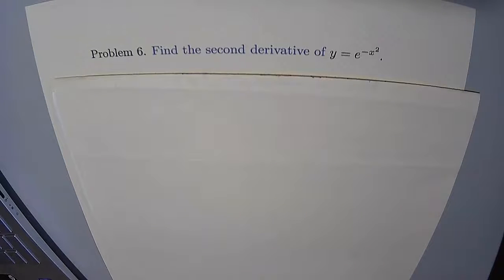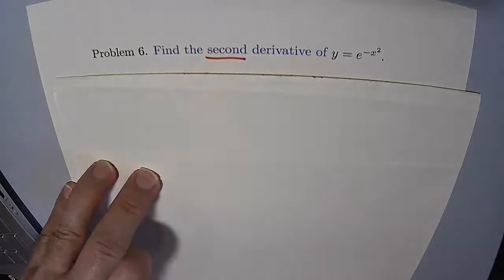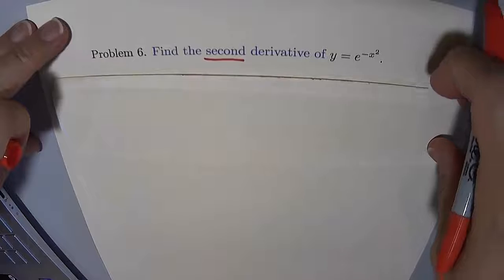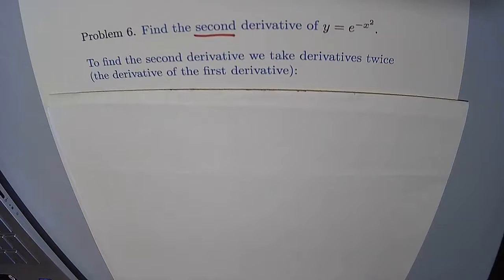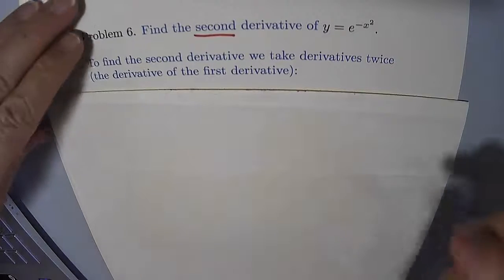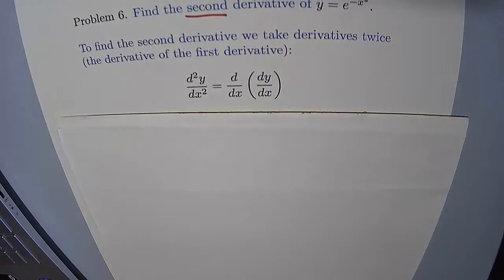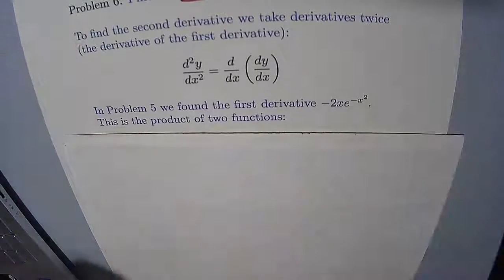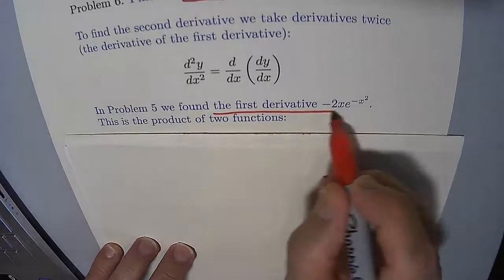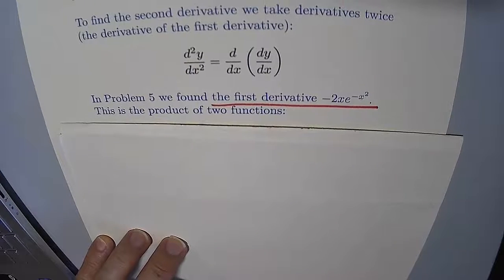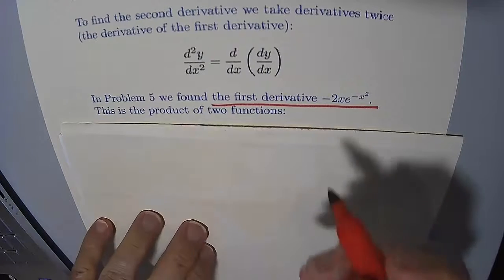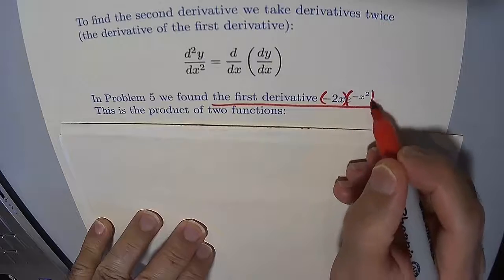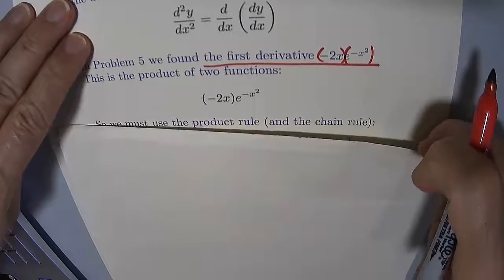Now let's try and find the second derivative of e to the minus x squared. Right after finding its first derivative, remember that the second derivative is just taking the derivative twice. In other words, derivative of the first derivative, as you see here. And we already figured out in problem 5 that the first derivative is minus 2x e to the minus x squared. You'll notice that this is a product of two functions. So if we want to take its derivative, we have to use the product rule, and that's what we'll do.